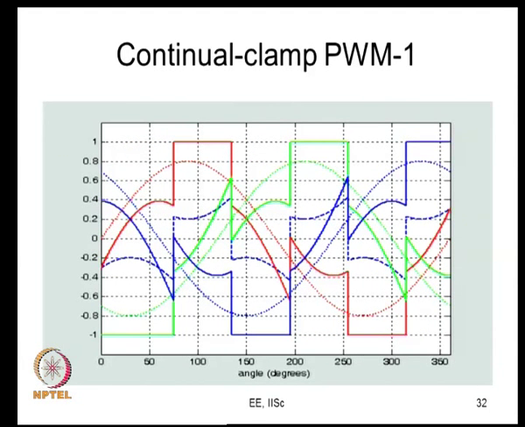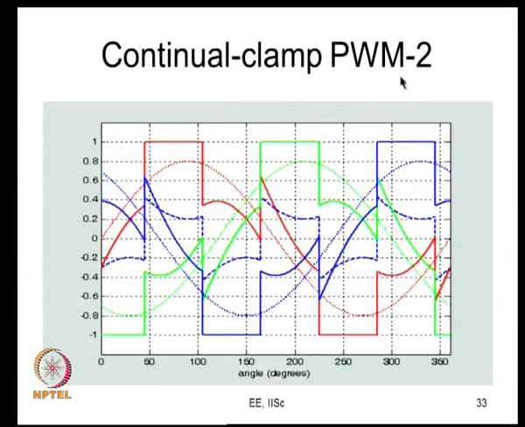Now, we will generalize this. Now, this is continuous clamp PWM. So, what you do? You can clamp a phase for 60° continuously to a particular bus, and here again the same phase is clamped to the other bus for 60° continually, therefore you call it continual clamp PWM. This is oriented towards lagging power factor loads, so I am calling it continual clamp PWM 1. This is oriented towards leading power factor loads, I am calling it continual clamp PWM 2.